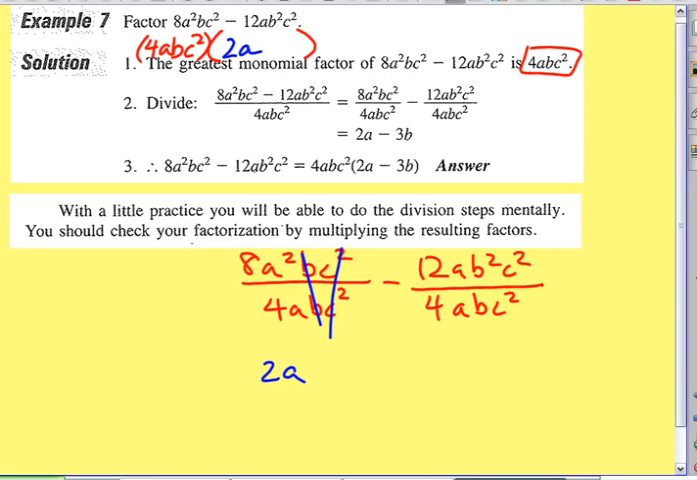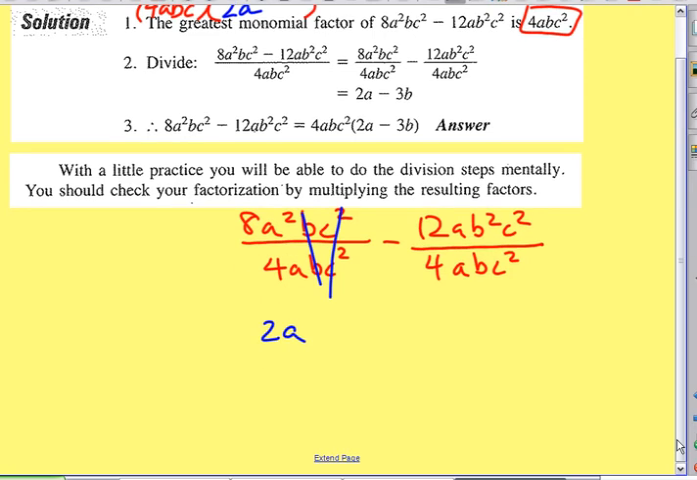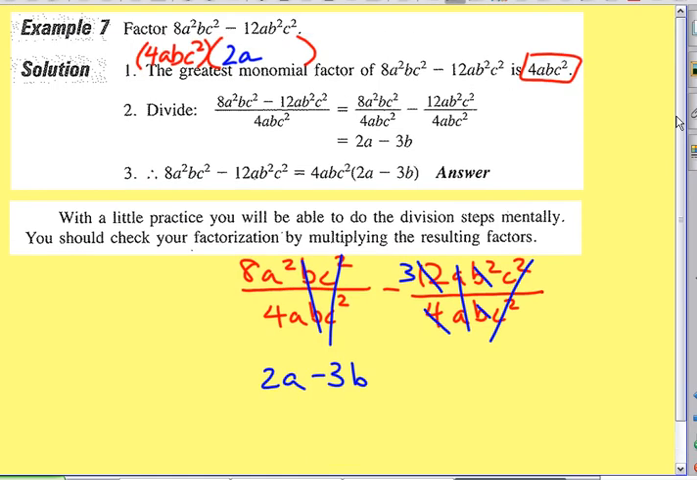Okay, and then in the next one, let's see, Bailey, finish this one off for me. Numbers? Minus 3. The A's cancel. We're left with 1B, Bailey says. What about the C's? They cancel. So we've got minus 3B.